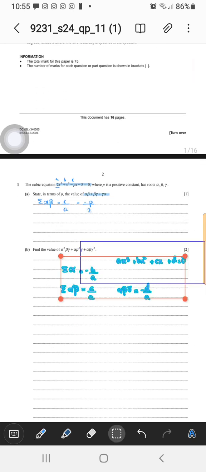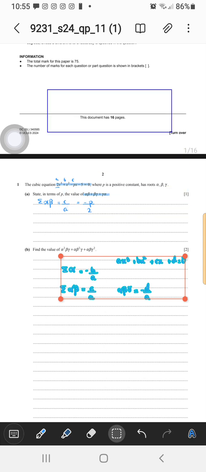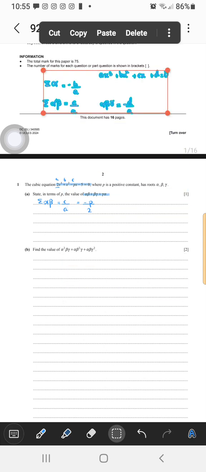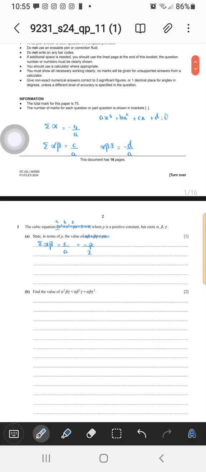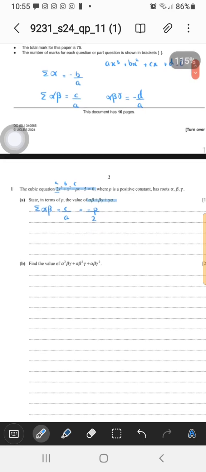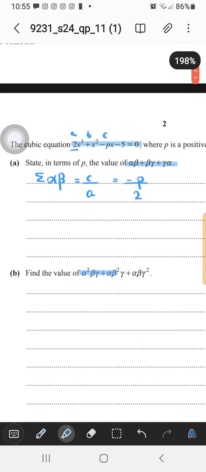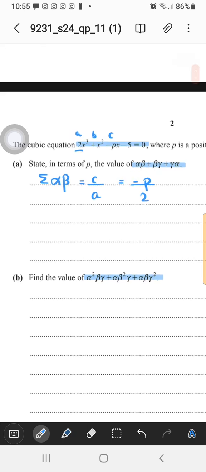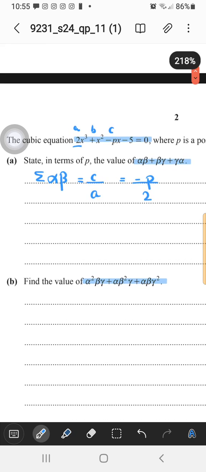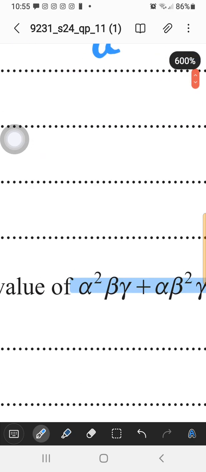Then we move to the next part, and this will still be used, so I copy paste it above. Here it is saying find the value of alpha square beta gamma plus alpha beta square gamma plus alpha beta gamma square. Okay, so generally we didn't memorize any formula for this, so we will solve it now.